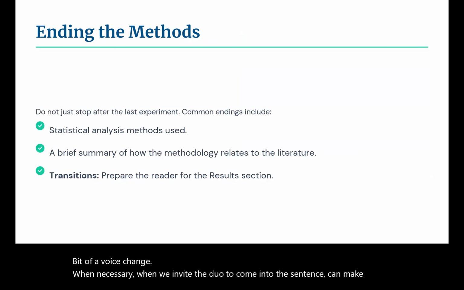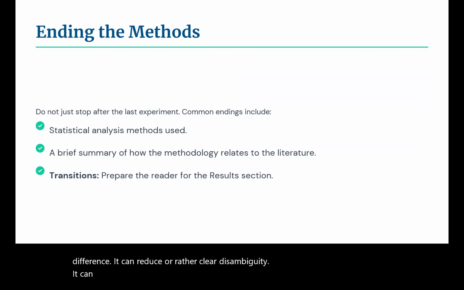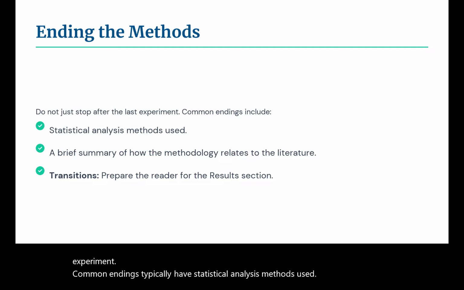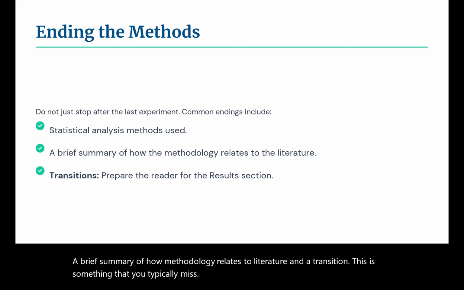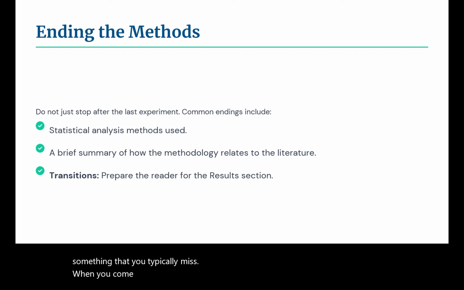So now we are coming towards the end of the method section. When it comes to the end of the method section, do not just stop after the last experiment. Common endings typically have statistical analysis methods used, a brief summary of how methodology relates to literature, and a transition. This is something that you typically miss. When you come to the end of the method section, prepare and give a signal to your reader.